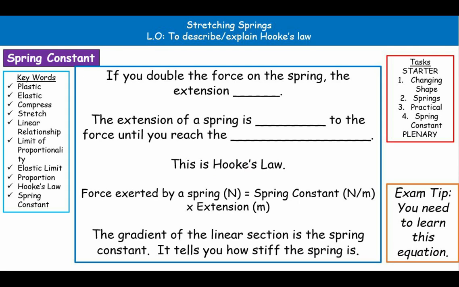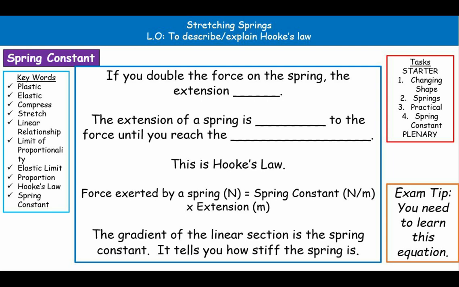So still thinking about the graph we've just been looking at, if we double the force on our spring, then our extension is also going to double because it's this linear relationship. Now, what we could say is that the extension of a spring is proportional to the force until we reach the limit of proportionality. So that's a nice little statement that we can just remember. So double the force on the spring, the extension doubles, and the extension of a spring is proportional to the force until we reach the limit of proportionality. And that, quite simply, is what Hooke's law states. So that is Hooke's law there.